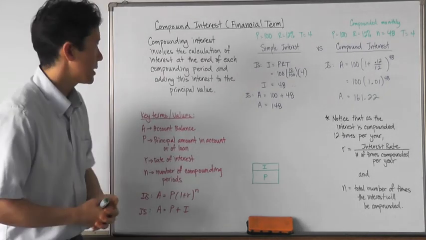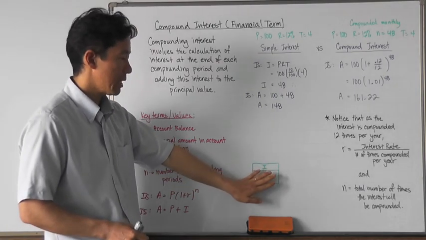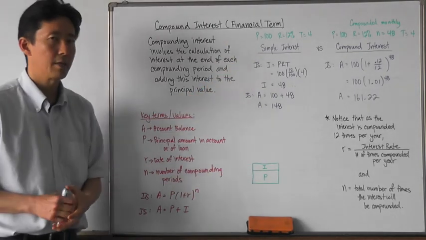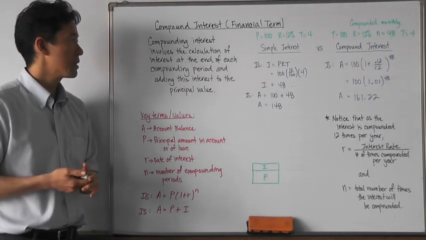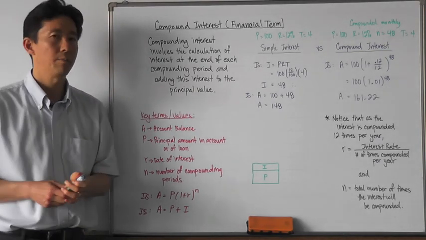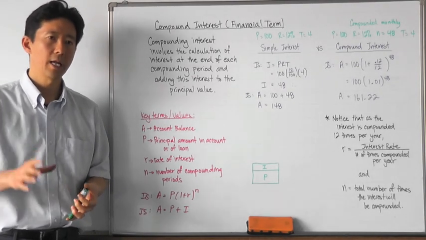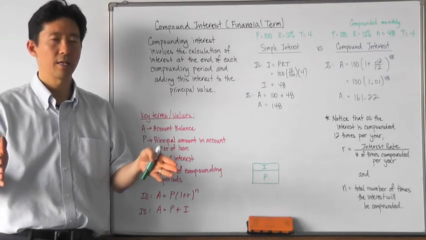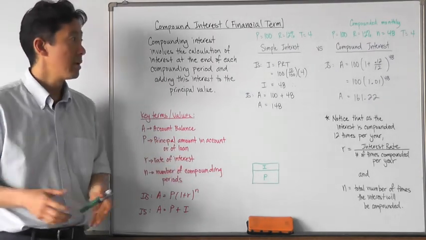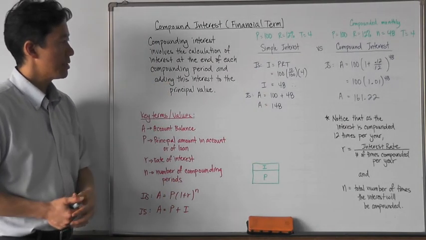Okay, so let's take a look at compound interest now that we have an idea of what's happening here, and we'll take a look at a real example. Compounding interest involves a calculation of interest at the end of each compounding period. Notice we're talking about a compounding period, and not just the end of one amount of time, which in this case was 4 years, and adding this interest to the principal value.